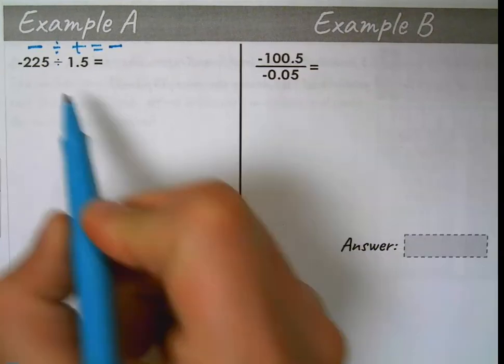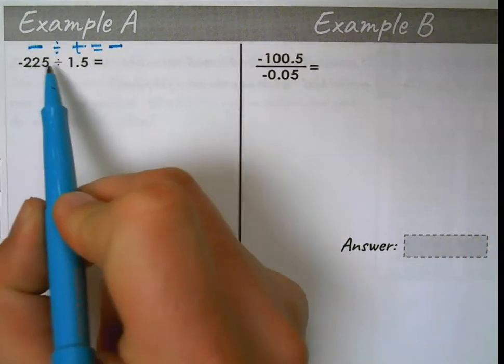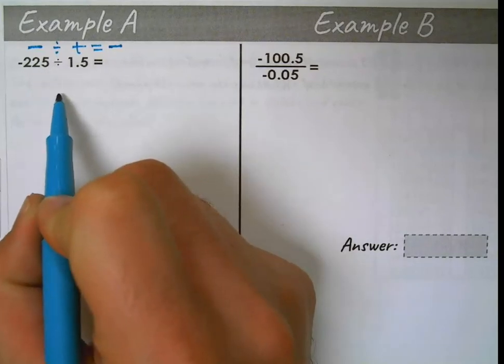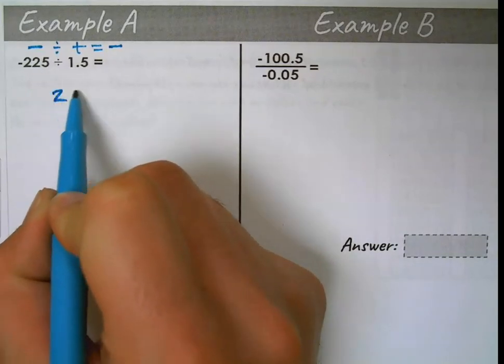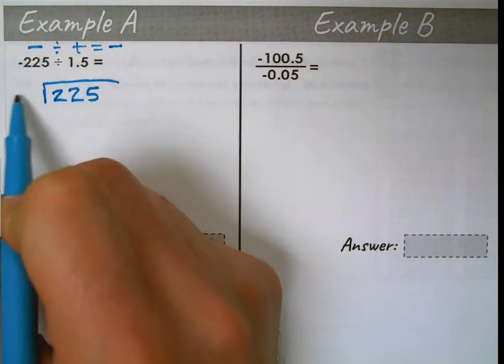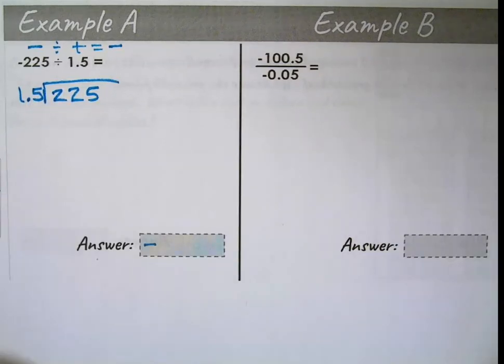Whenever it's written like this with a division sign, it's almost never written like this. But when it is, the first number is the number that goes on the inside of the division. So 225 divided by 1.5. That's how you would write it as a division problem.